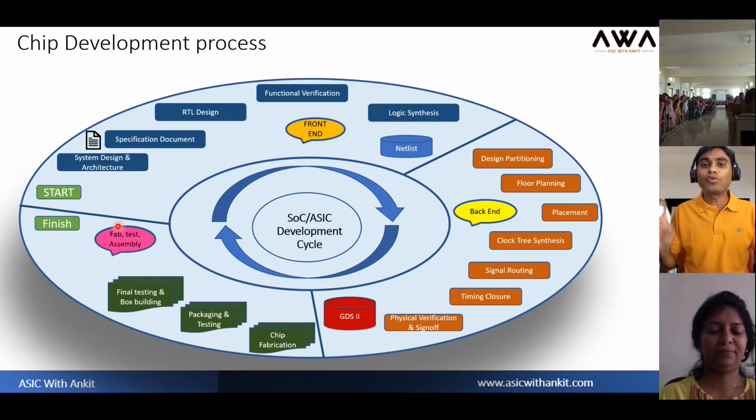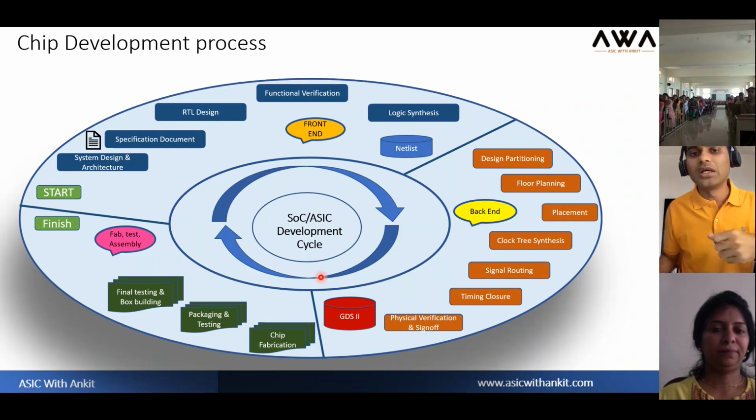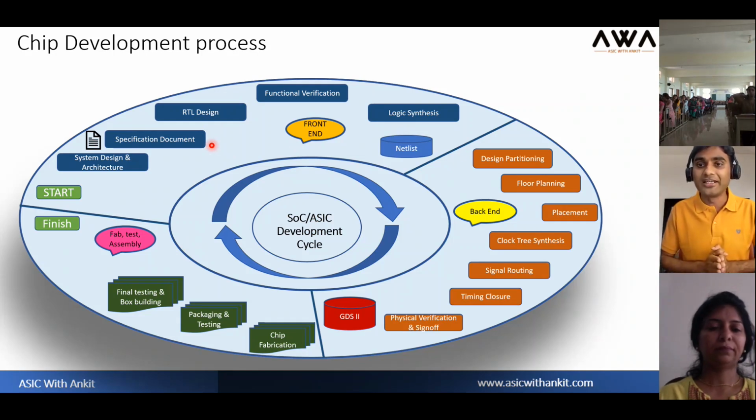Okay, so the three key important segments are front end, back end, and fabrication, which is fabrication, test, and assembly. Three main phases of the chip design development process, right? Now depending on your interest, we can choose different categories or phases of this development cycle, and in each one you can build your career successfully.